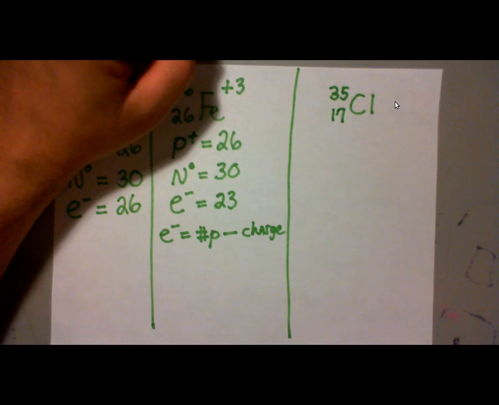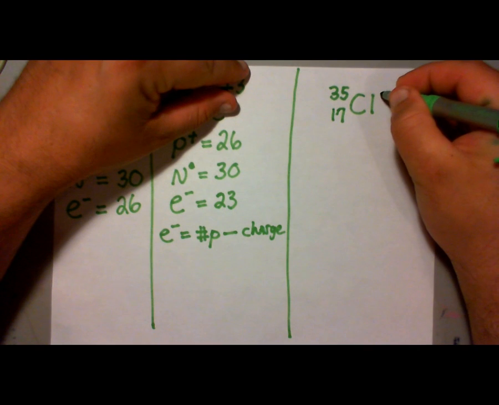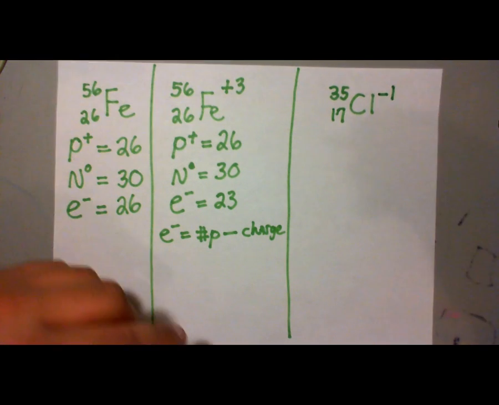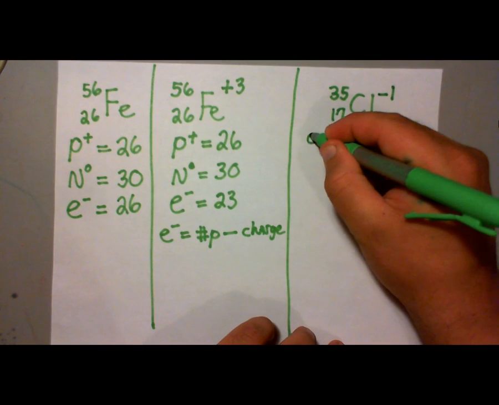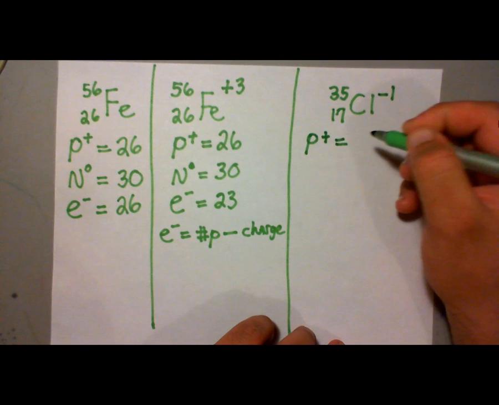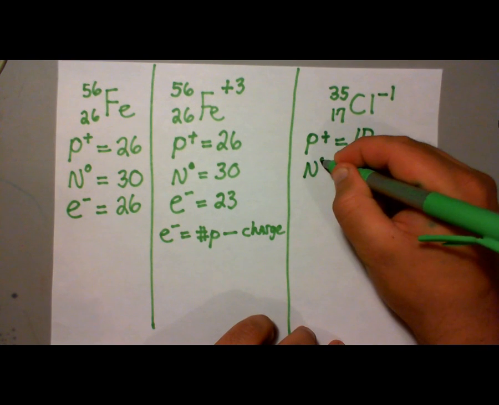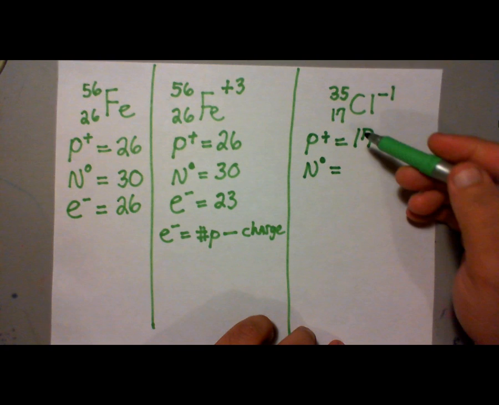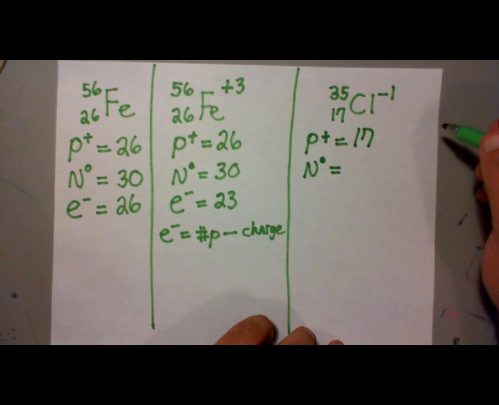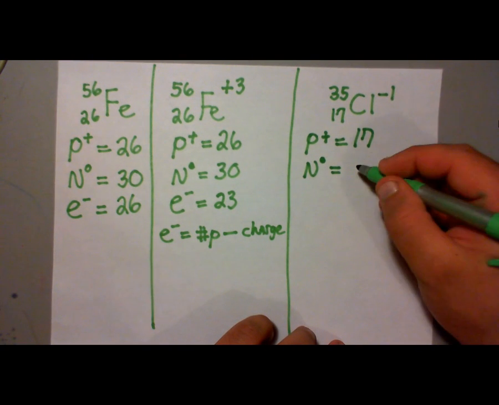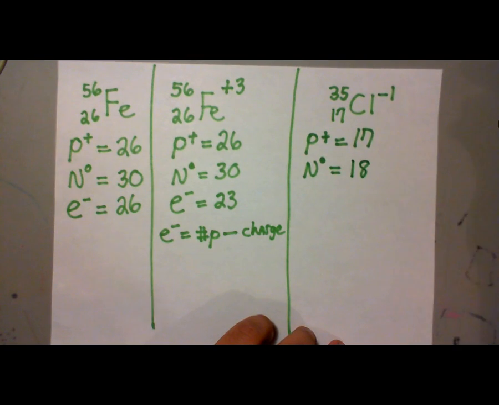Now we're going to pretend that this one has a charge. The charge here is -1. Well, believe it or not, the number of protons is how many? Yes, you guessed it. It is 17. The number of neutrons? Well, what's 35 minus 17? Well, 17 plus 17 is 34, so it must be 18, because 35 minus 17 is 18.